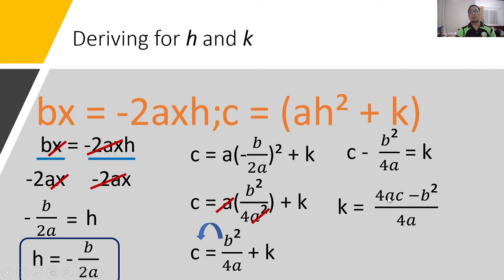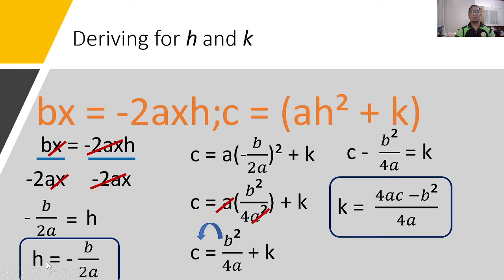Yung iba nalilito, saan daw nanggaling yung 4AC? Ito over 1. We are looking for the value of K. Ito, gawin nating similar fractions. When I say similar fractions, again, we have to have the same denominator. So, dapat maging 4A din yan. So, kung 1 yan, we simply divide. 4A divided by 1 is 4A times C. Dun po nanggaling yung 4AC. Which will give us this value. K is equal to 4AC minus B squared all over 4A. Tandaan natin, yung A, B, and C are all real numbers, numerical coefficient dun sa ating quadratic function.